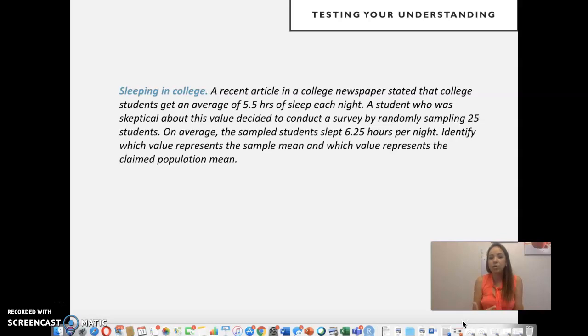Now, if you decided that 5.5 is the claimed population mean, you're right. So that's what the newspaper was saying, the population of all college students, that's how long they sleep. But the student conducted a survey and grabbed a sample, a random sample, and found a value that was not quite that, but larger than that.